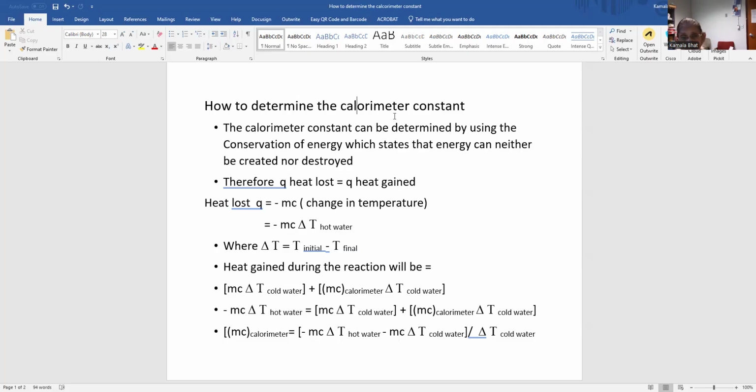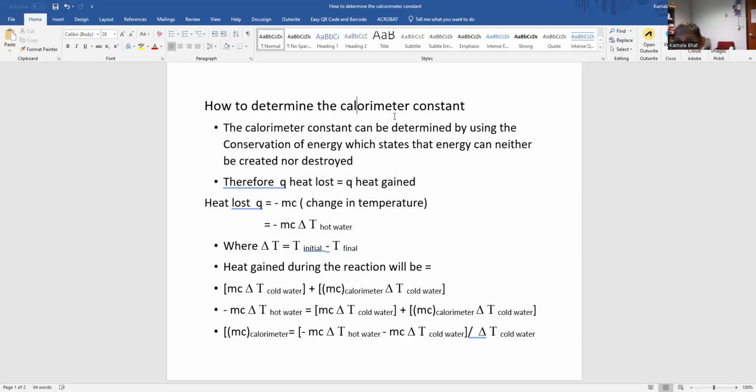Now the heat gained during the reaction will be the heat gained by the cold water as well as the calorimeter itself. And the change in temperature for both the cold water and the calorimeter will be the same because the water is kept inside the calorimeter. So if we know the mass of the water and the specific heat of the water, then we know how much heat was gained by the cold water.